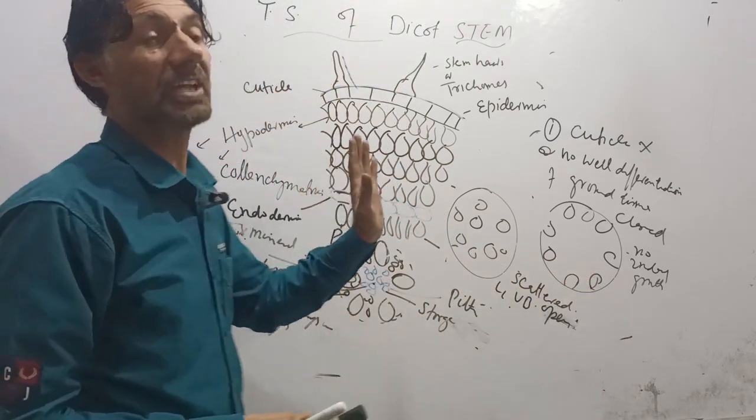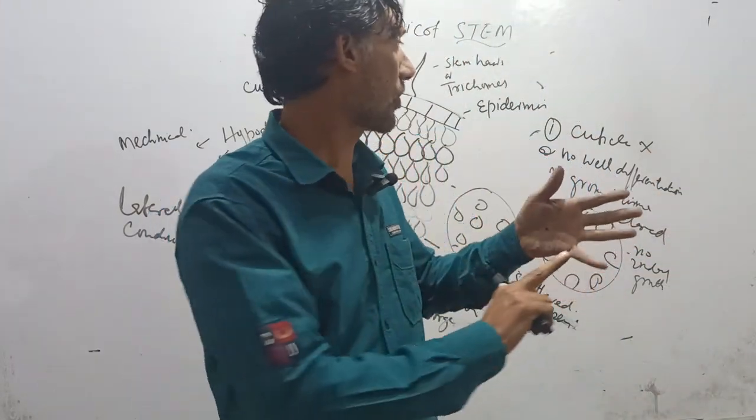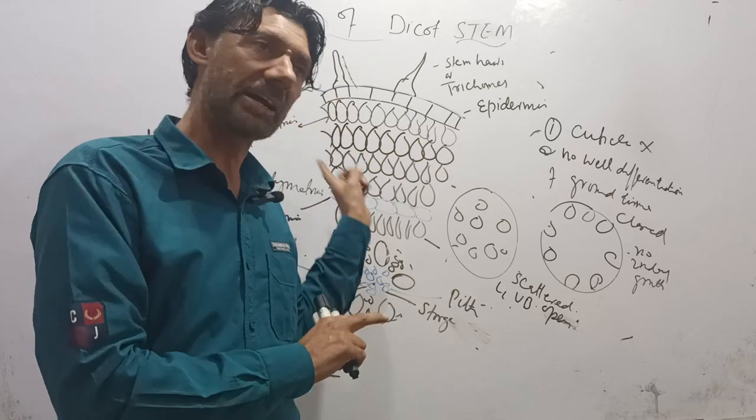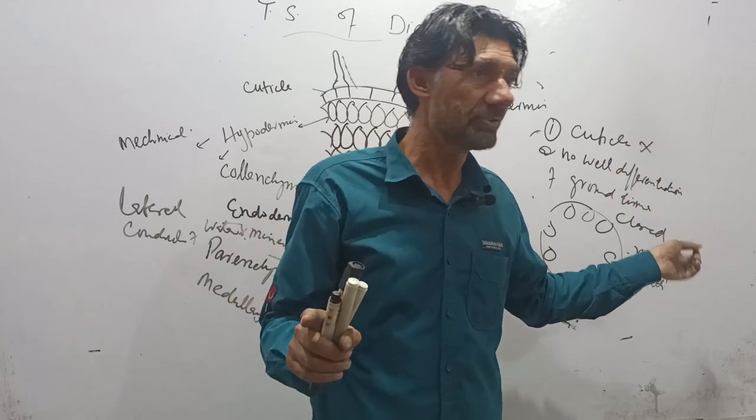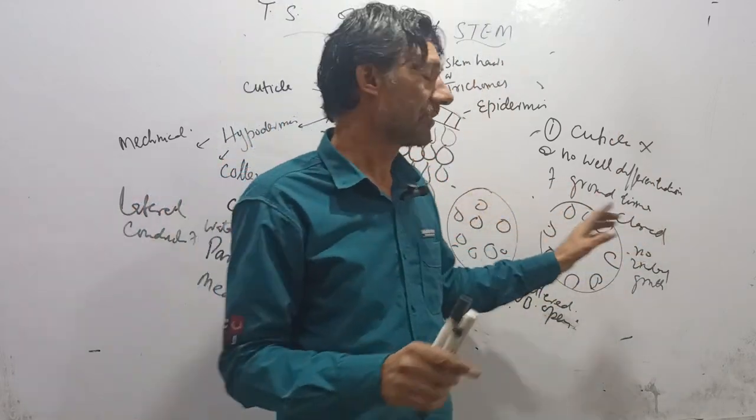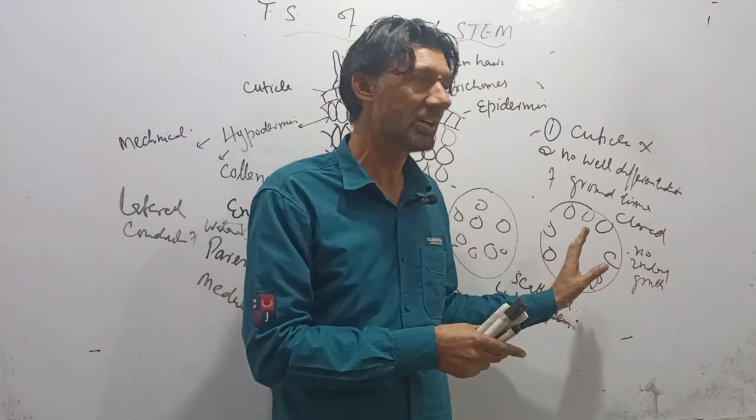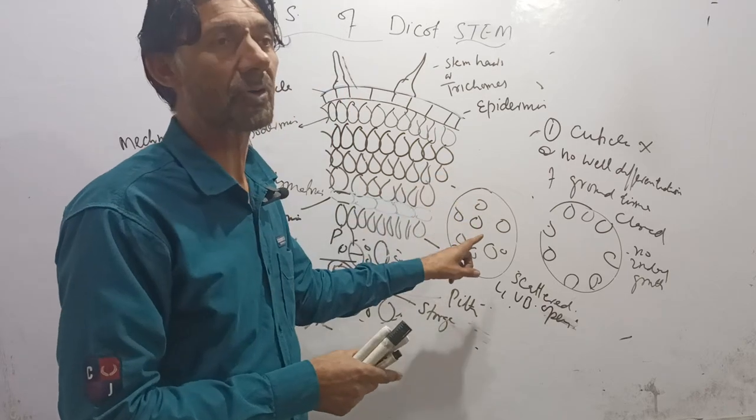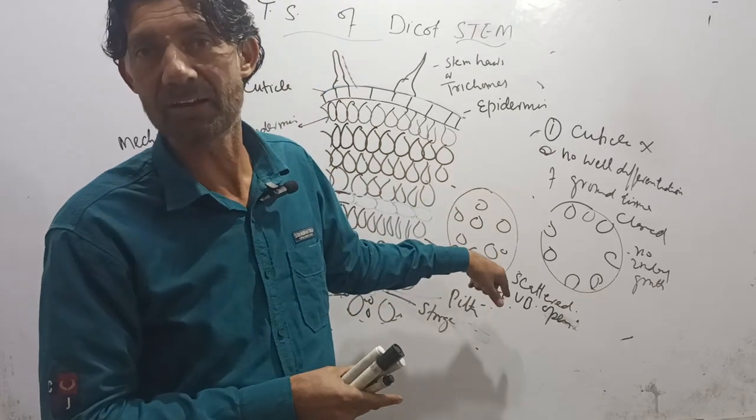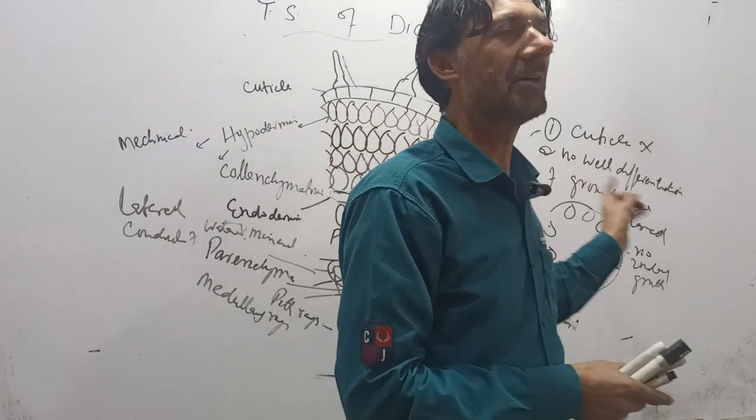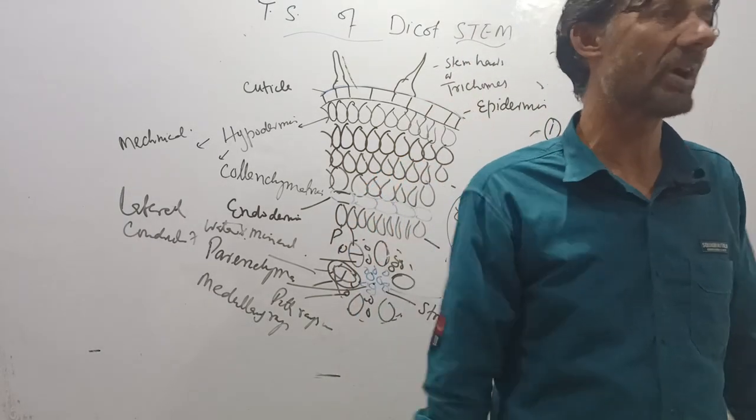This is an important board exam question: what is the difference between monocot stem and dicot stem? The cuticle is absent in monocot but present in dicot. In dicots the ground tissue is well differentiated, but not in monocot. The vascular bundles are in a ring pattern in dicot but scattered in monocot. The vascular bundle is closed in monocot but open in dicot. Secondary growth is present in dicot but absent in monocot. So this is all about the structure of dicot and monocot stems and the difference between them. Thank you.